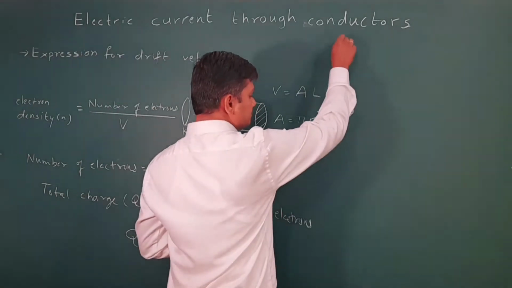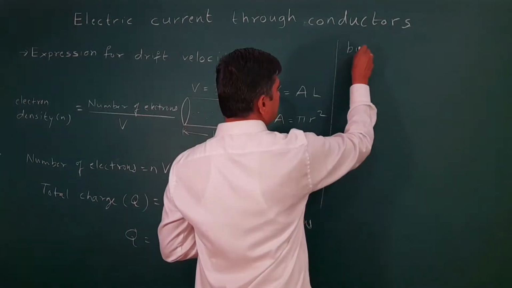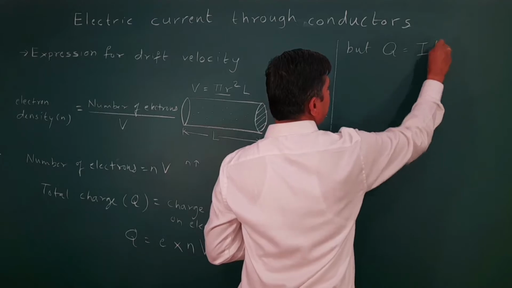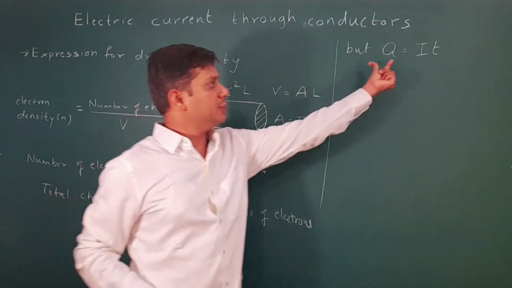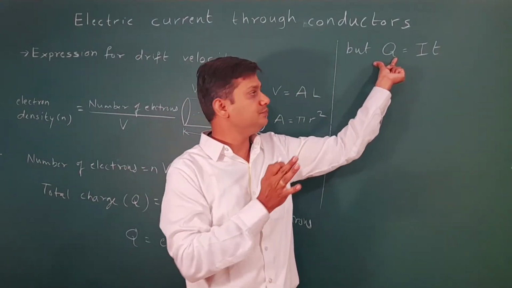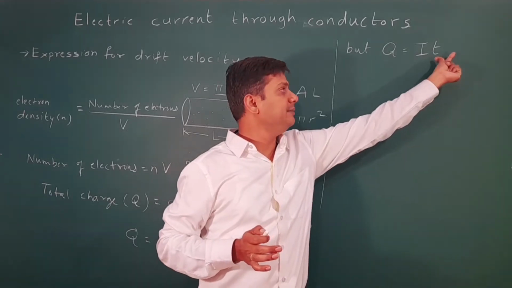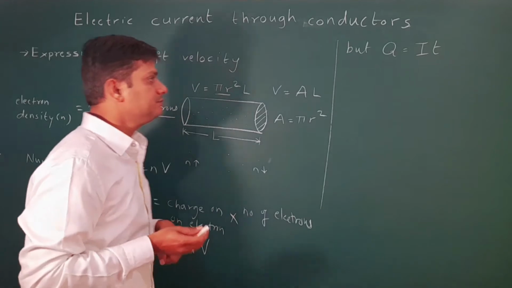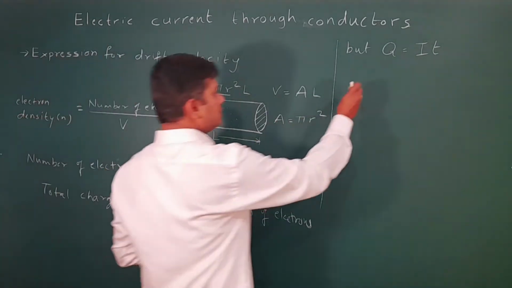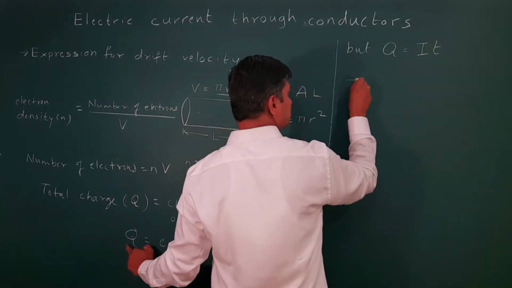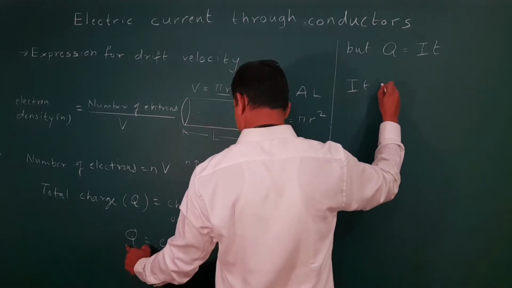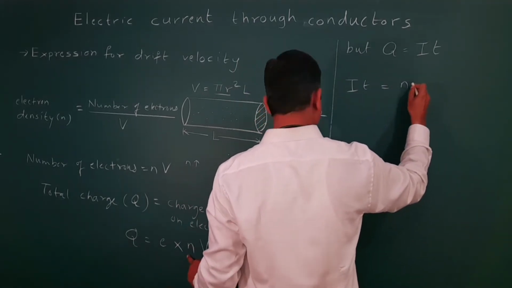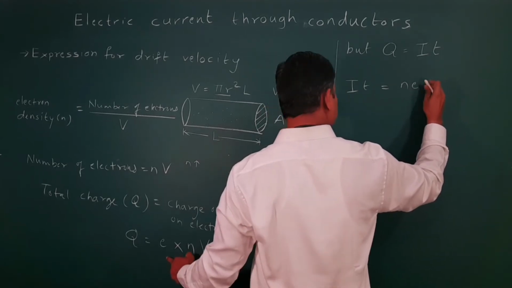But we know that Q is equal to I t, where Q is the total charge flowing through a conductor in time t, and I is the current flowing through the conductor. So here, putting this value, we can write Q is equal to I t, which is equal to n e V.